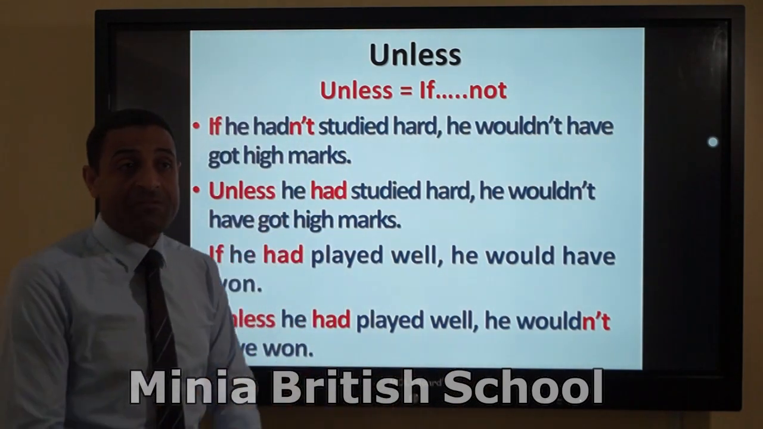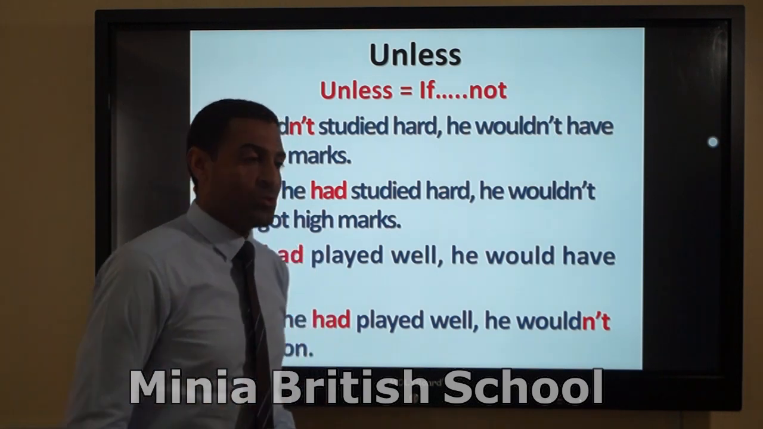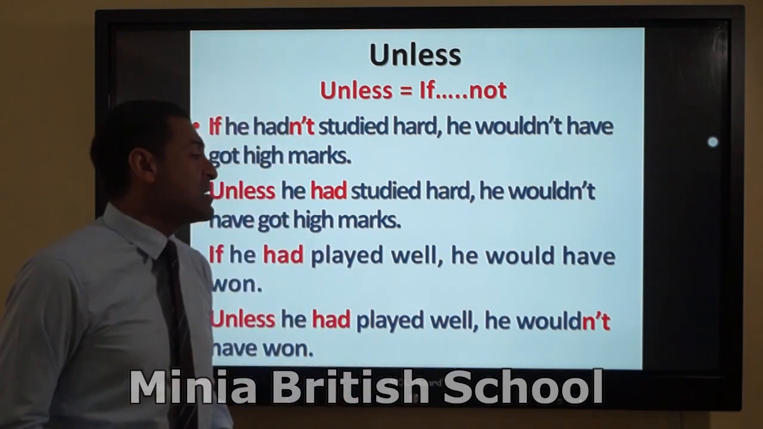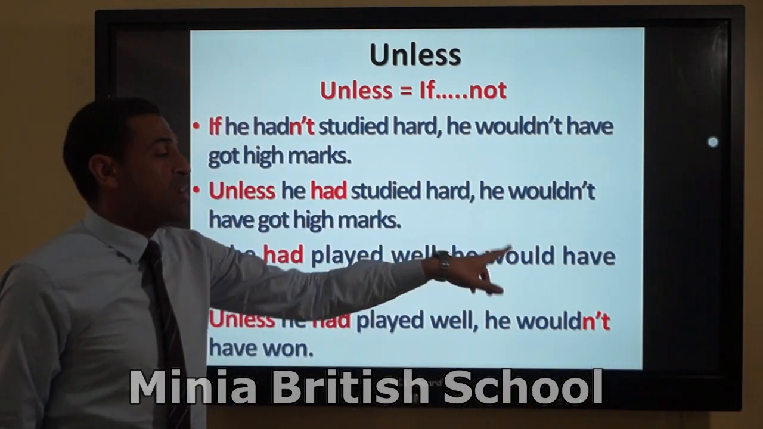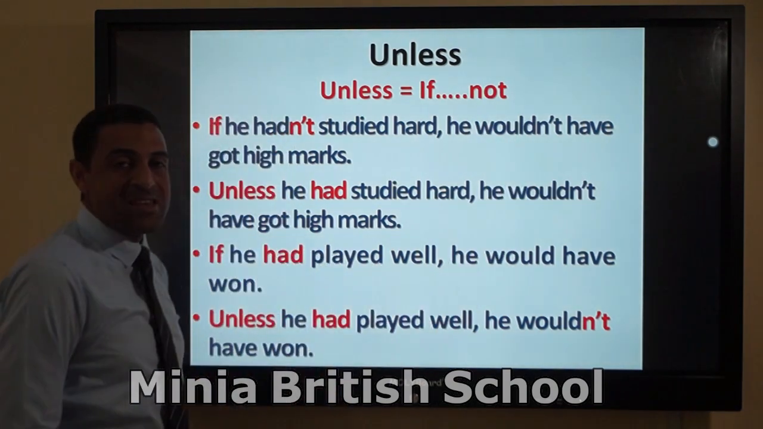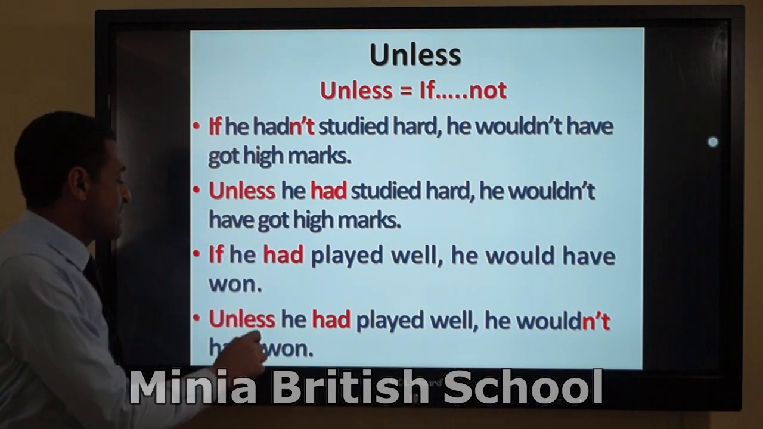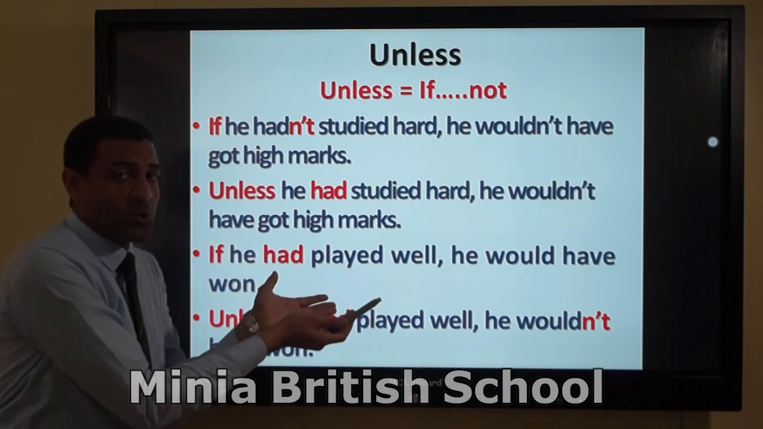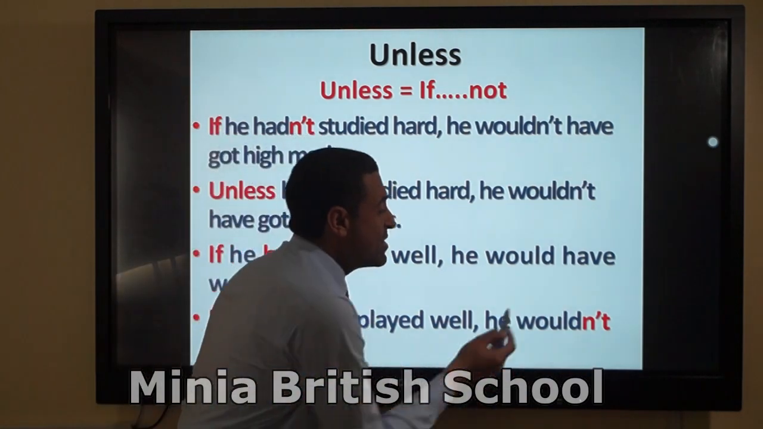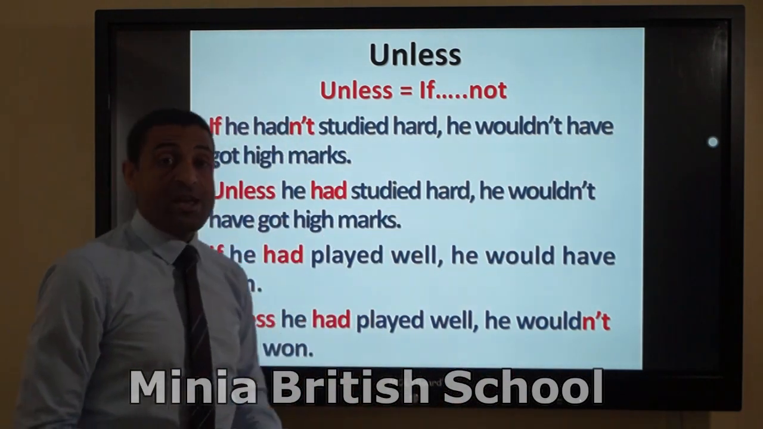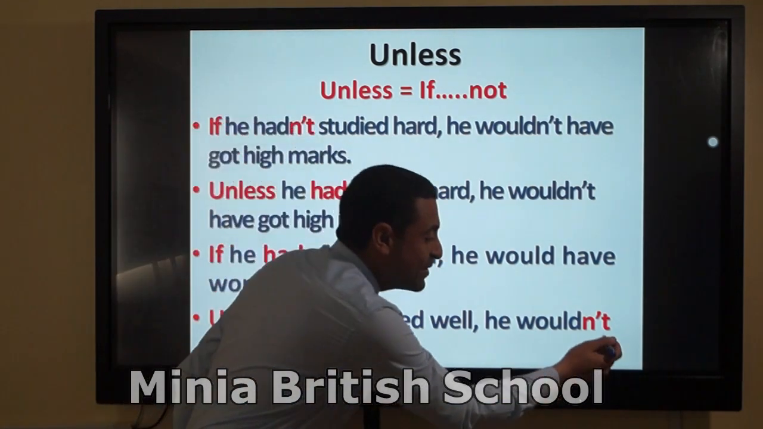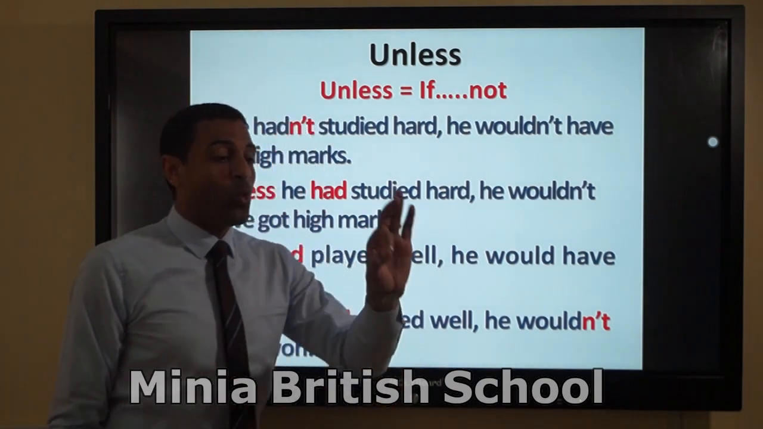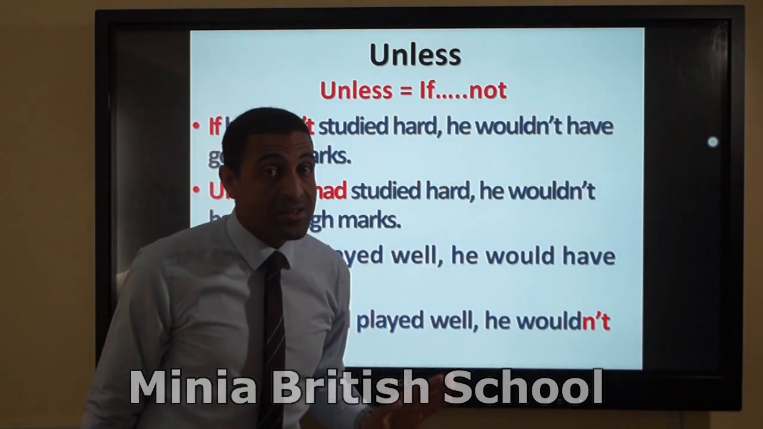So here, if I don't have the word not in the if clause, and I want to use unless, what can I do? Is it easy? Of course it's very easy, because you will use the word not together with would or could or might. As you can see here, look at the red color in these sentences. Unless he had, did I change something here? I didn't change anything in the if clause because I don't have not. Then I change the form of the main clause from affirmative to negative. I just added not, this one in red color. He wouldn't have won. Is it clear?